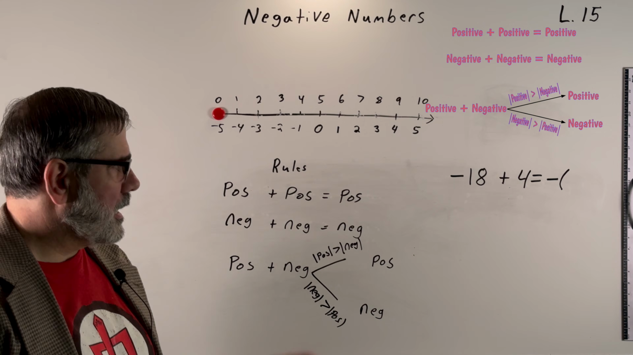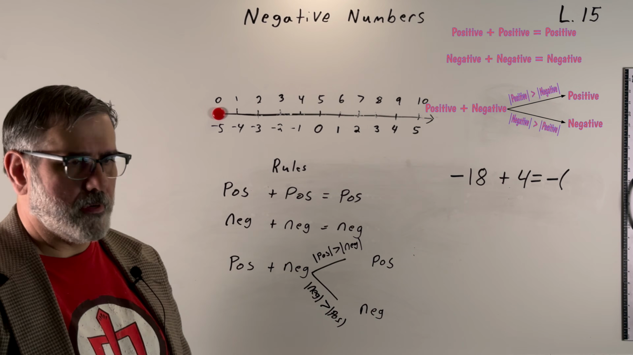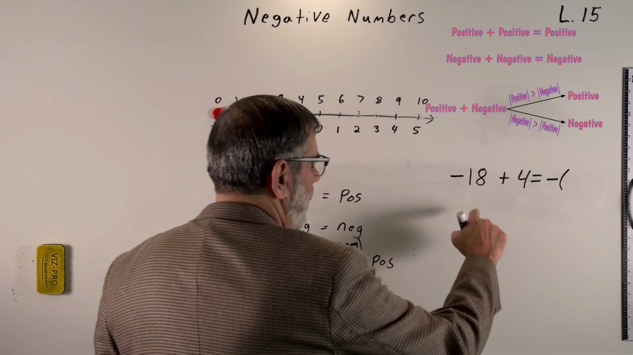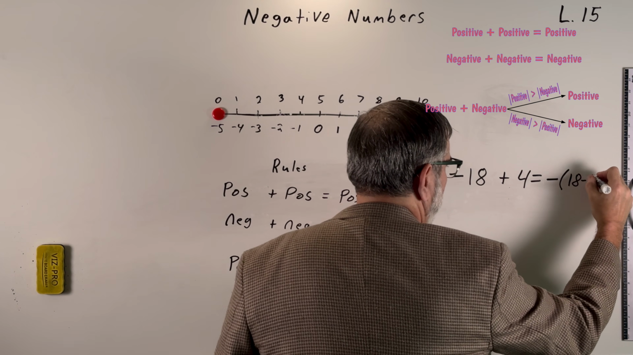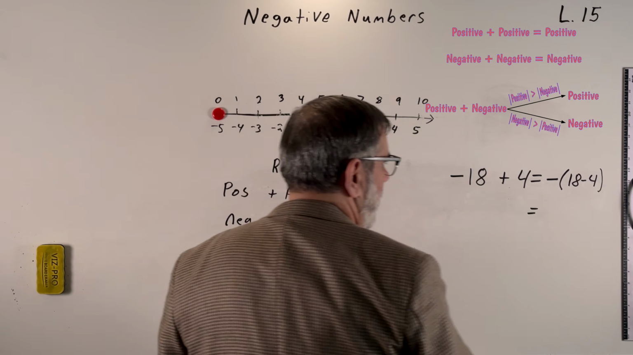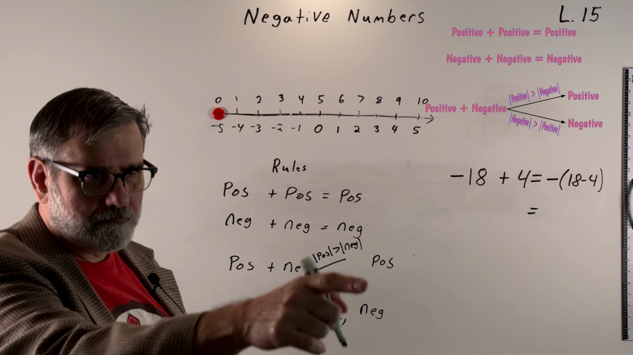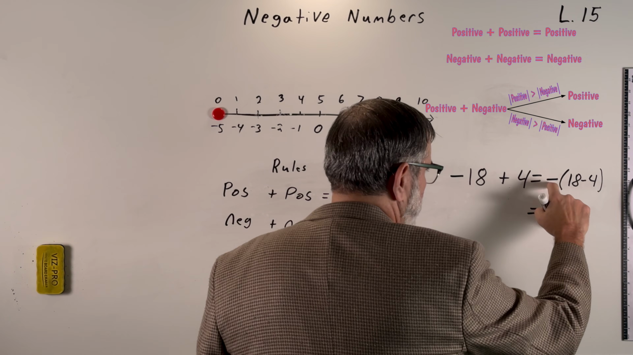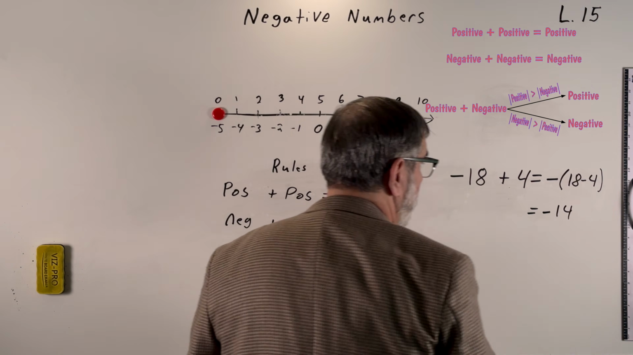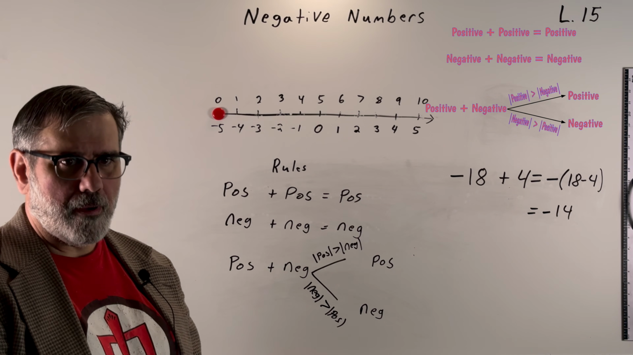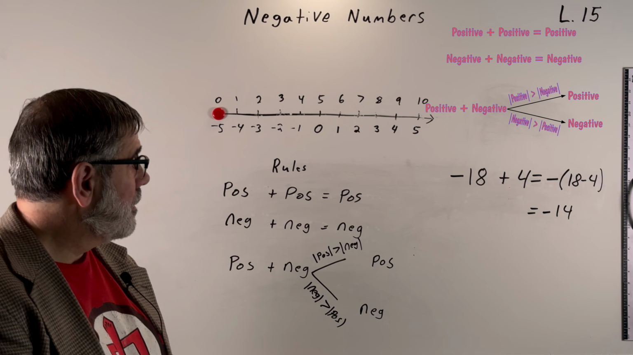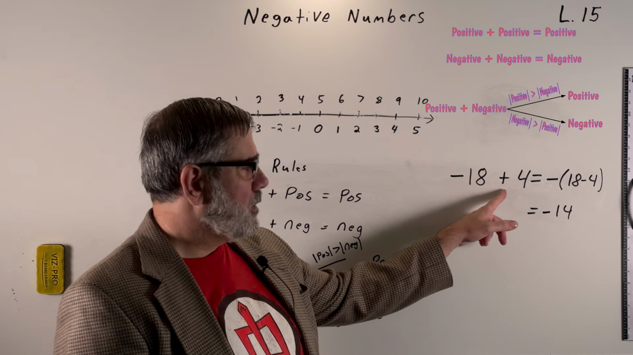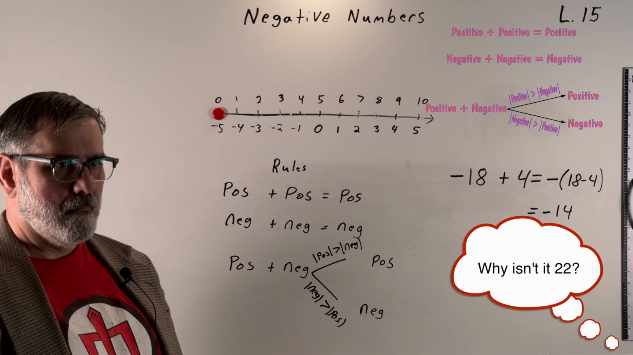Now, because it is a difference, though, we do have to take a difference, and we can just do the absolute value of 18 minus 4. Or, well, just do 18 minus 4. And what is 18 minus 4? 14. But it's got a negative sign, so it's negative 14. Not too bad, huh? What's the problem? Negative 18 plus 4. Yes? Then why is it a 22?